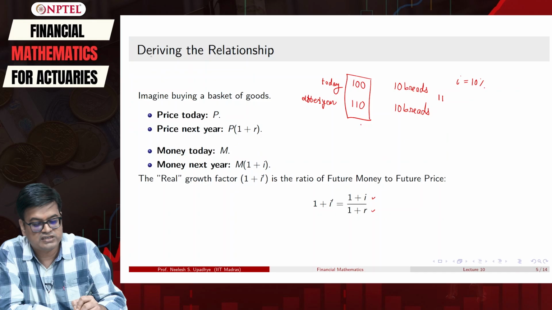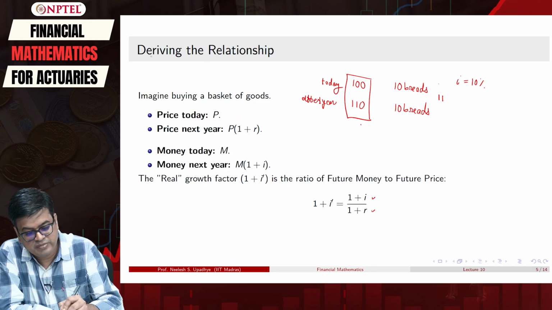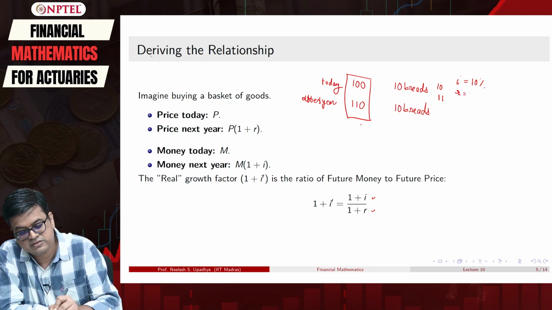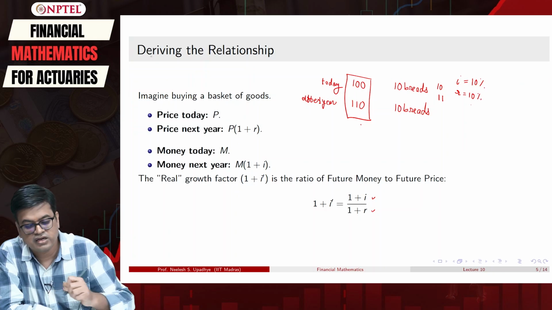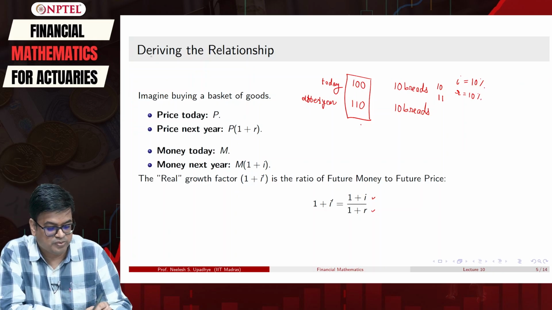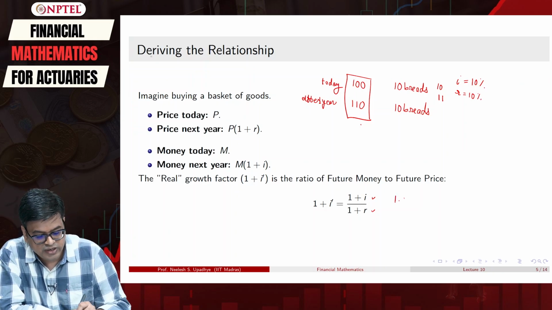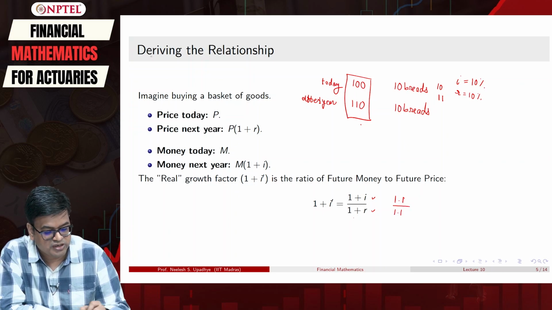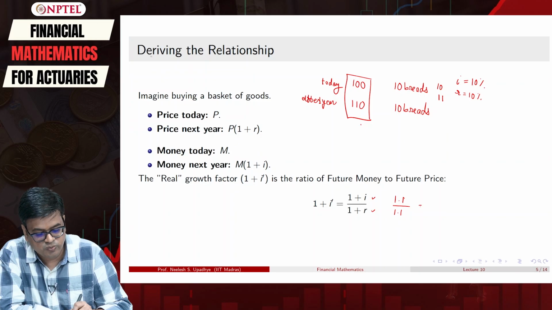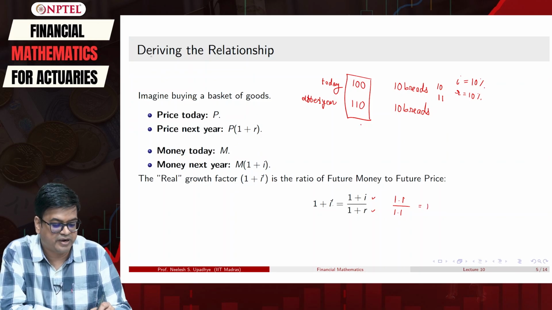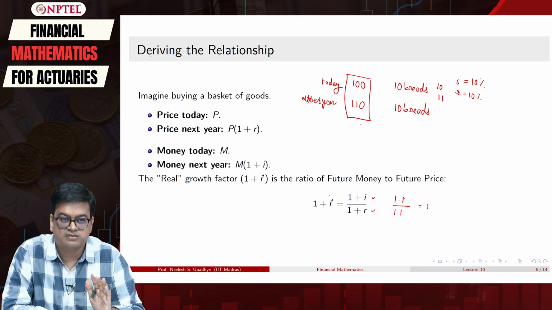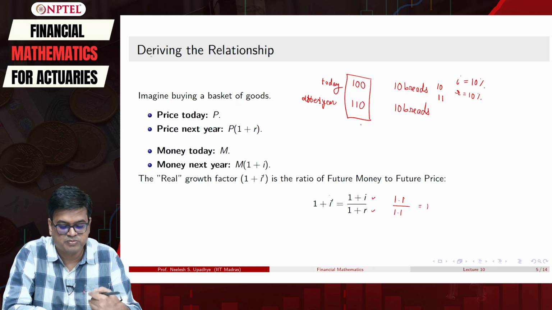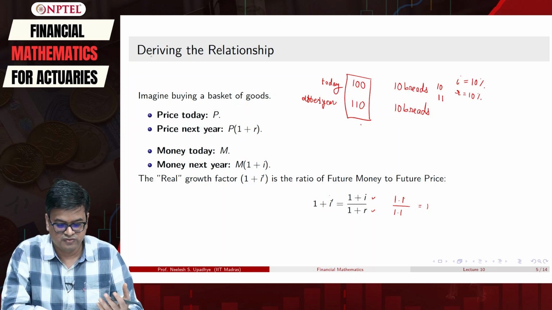And what was the inflation? I had bread cost 10 rupees, now it has become 11 rupees. So that also is actually 10%. So what I will do, I will put everything here, which is 1.1 upon 1.1, which will give me 1 plus I prime equal to 1. So this real interest I prime is 0. I have not earned any interest. The purchasing power has not increased for me.